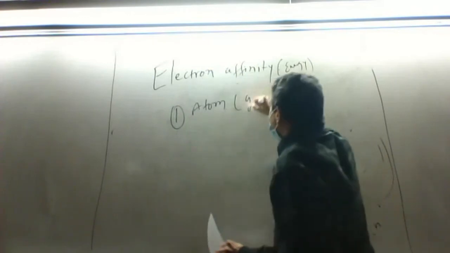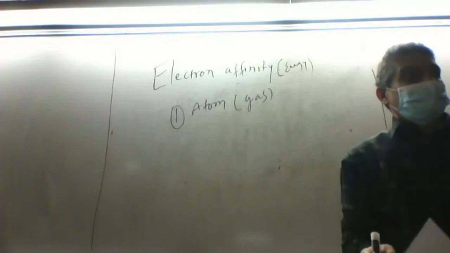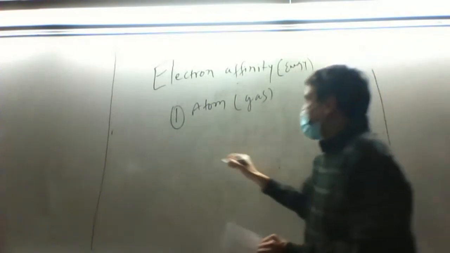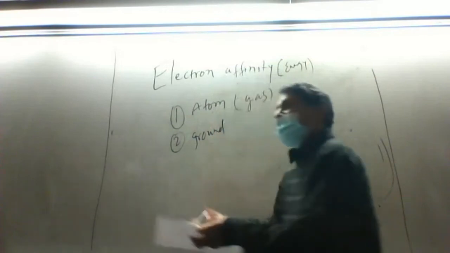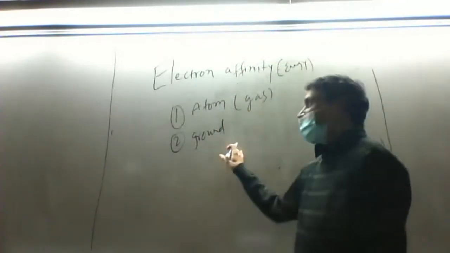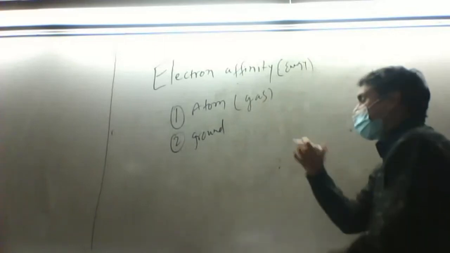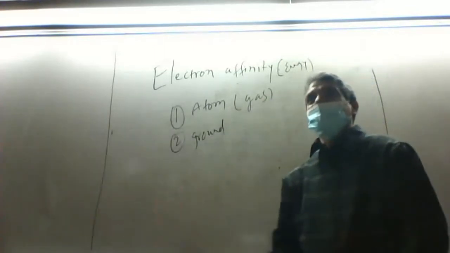So there is an atom. The atom is in a gaseous phase. So atoms must be gaseous. In ionization energy also, atoms should be in the gaseous phase, right? And then this is also in the ground state. Ground state means that it has not already absorbed energy and the electron has not gone to the upper orbit. So something like this. The atom is in the gaseous state and in the ground state. It is how you find it in nature. It should be like that.